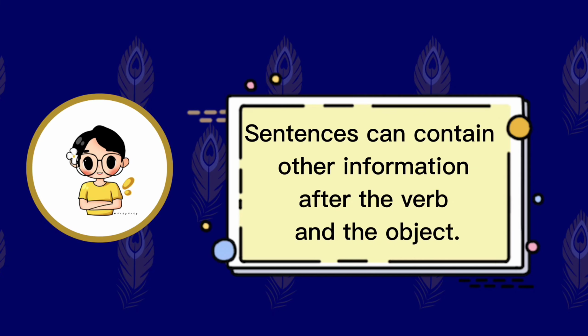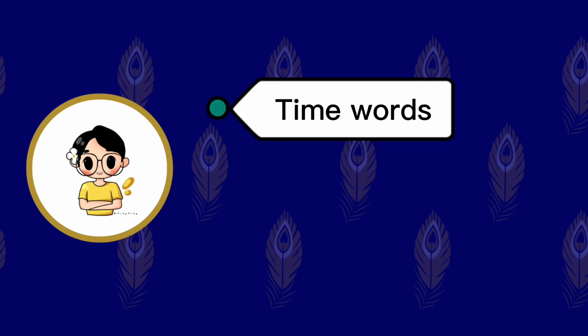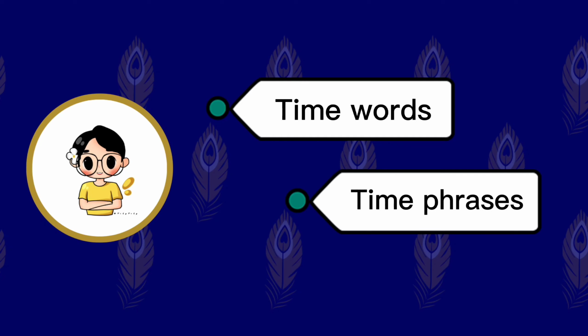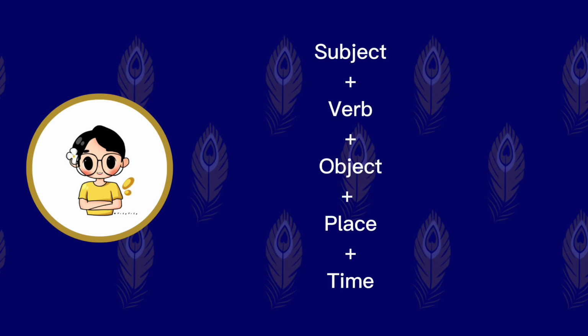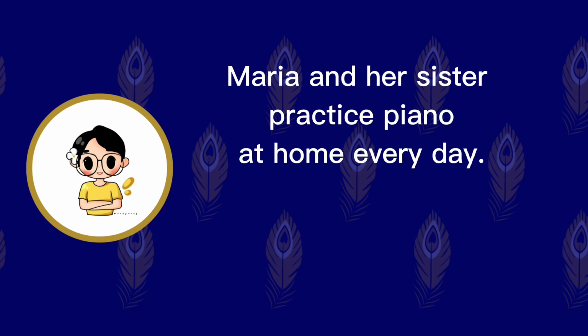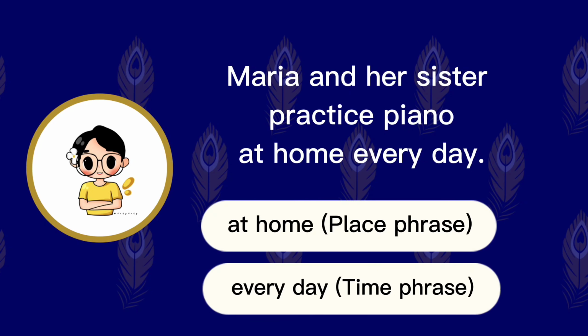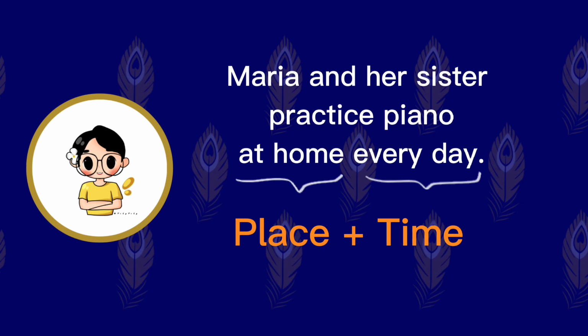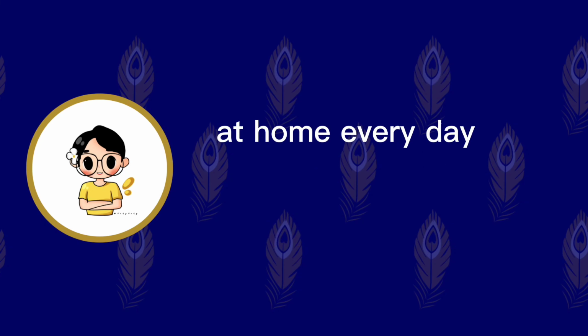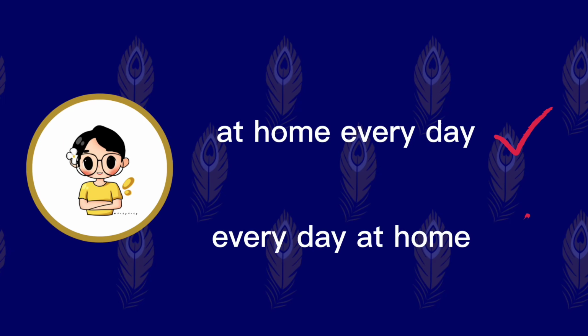Sentences can contain other information after the verb and the object, such as time or place. When a sentence has a time and a place, the time usually comes last. Maria and her sister practice the piano at home every day. In this sentence, you can see place and time together. Remember that time usually comes last, so you have to say at home every day, not every day at home.